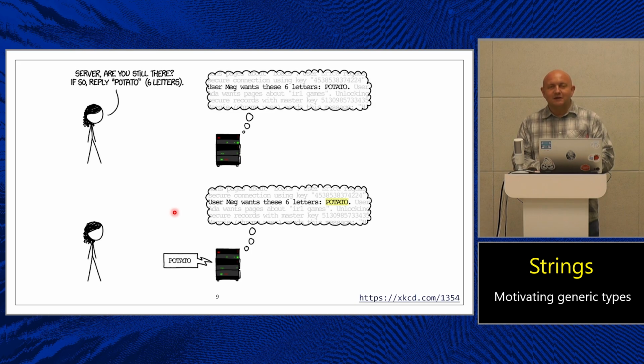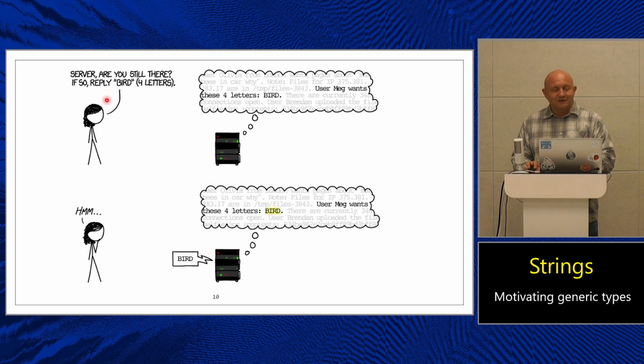Let me show you my favorite XKCD comic. Server, say potato, 6 letters. Potato. You see, this is strncpy in its essence. Say potato, 6 letters. We are specifying the string and a number of letters. But there is something else written here in gray font. Server, say bird, 4 letters. Again, gray font reveals some secrets. But the server says bird, all good.